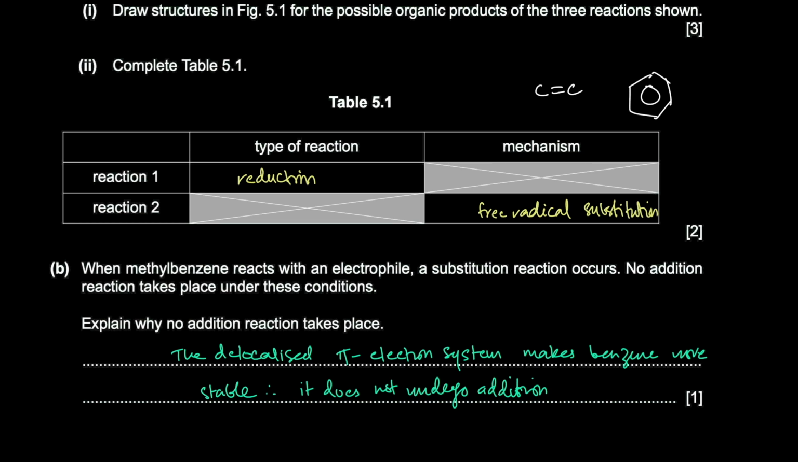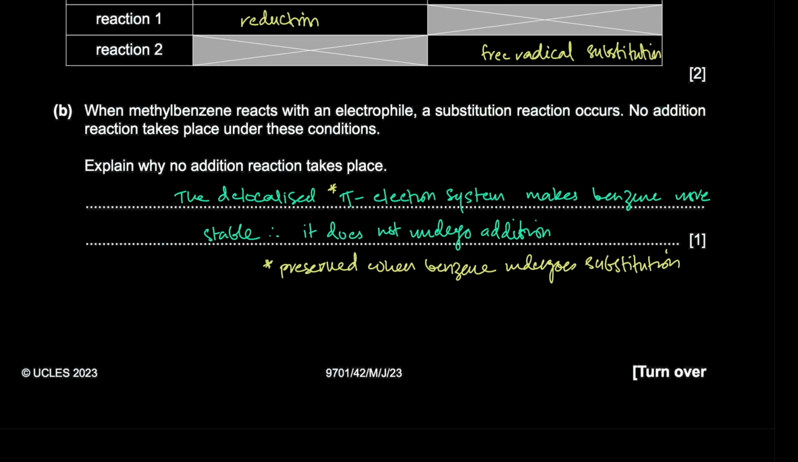This pi electron system, I'll write this down. You should mention that as well. It's preserved when benzene undergoes substitution. These electrons are happy in this delocalized system. They want to remain delocalized.